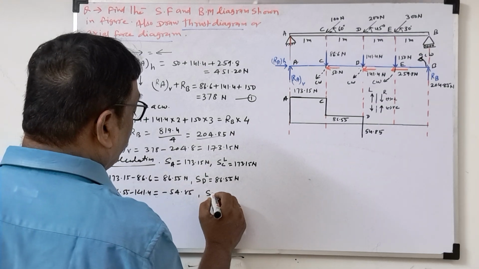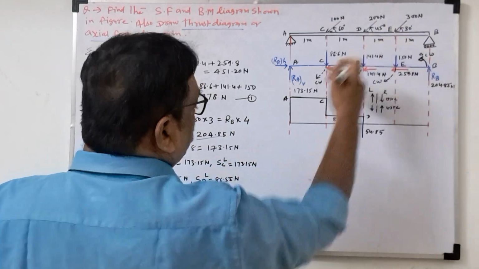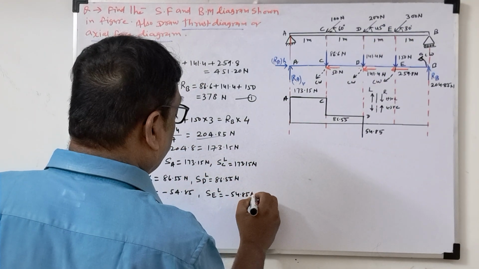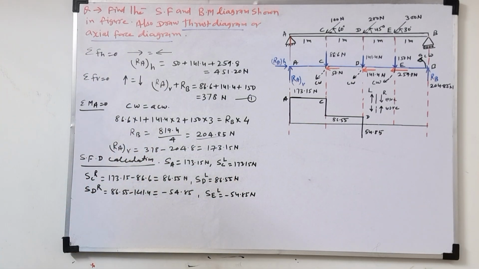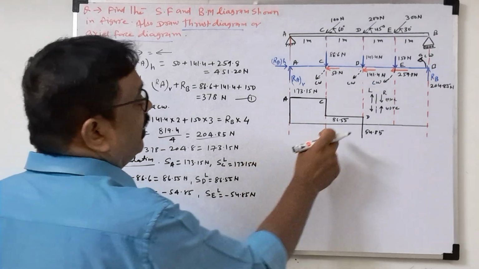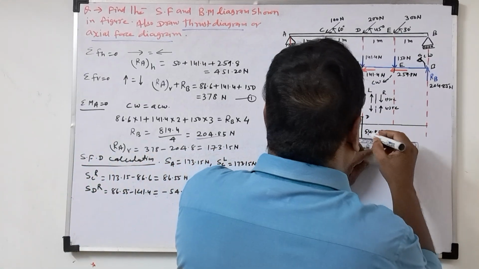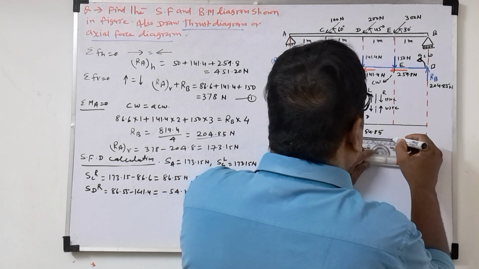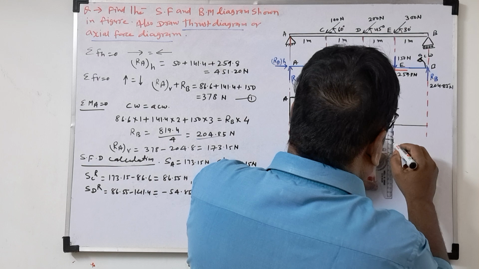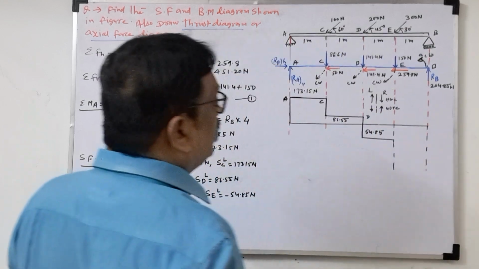Again, what will we do now? SEL we will take. SEL means just before this point E. So the same thing will come, minus 54.85. If you do it this way, you will get a clear concept. Why between A and C no load? So here, see, the same thing I am writing. Similarly here up to E, we'll draw this line, no load in between, up to this point. Extend all those lines, so in between, no load.